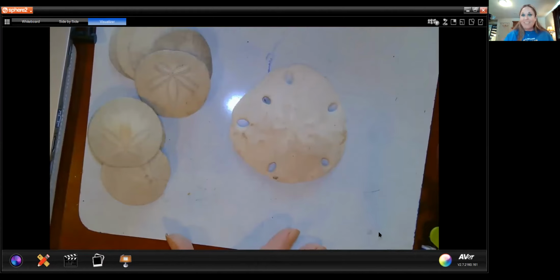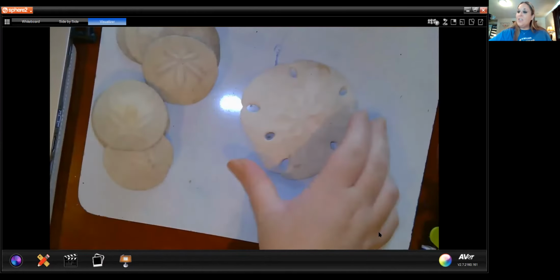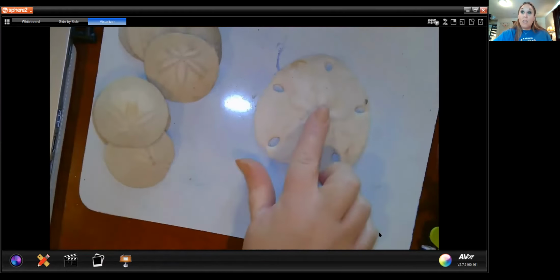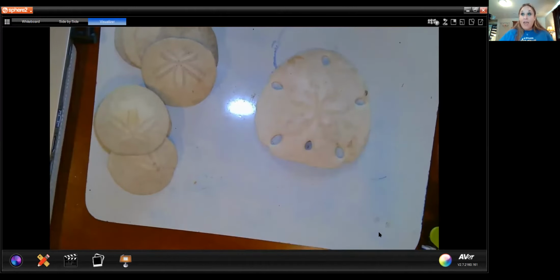Say that 5 times. So they could exchange the 10 seashells for one large seashell, and that could help them with carrying around their money.